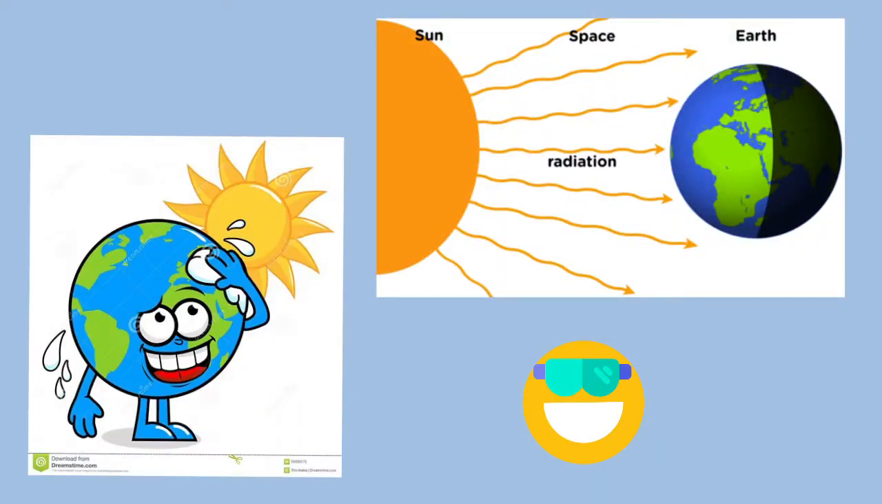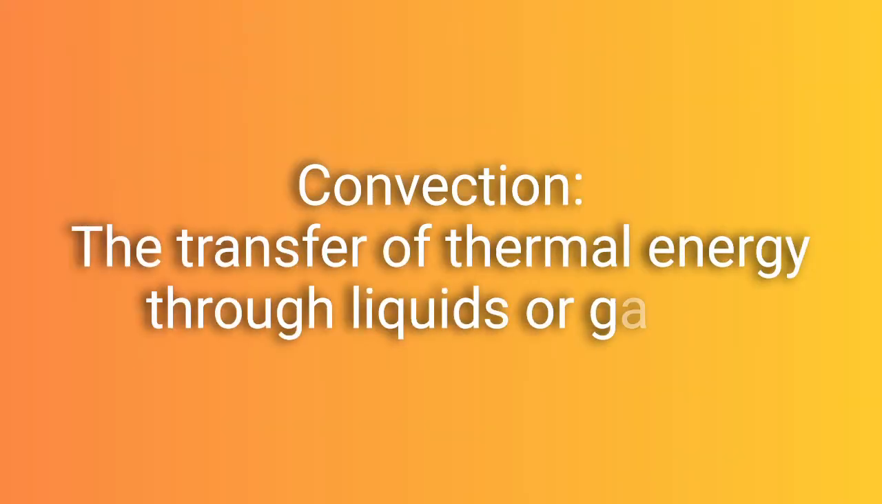The sun is another example of radiation because it is solar energy in the form of heat. The sun heats the earth just like a microwave heats food. Convection is the transfer of thermal energy through liquids or gases.